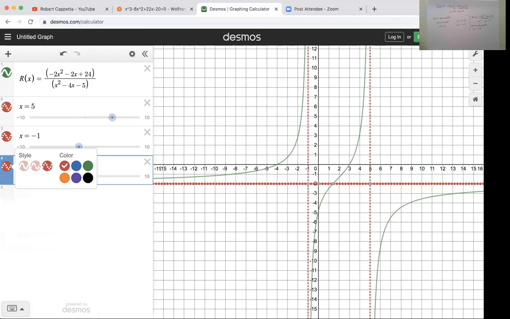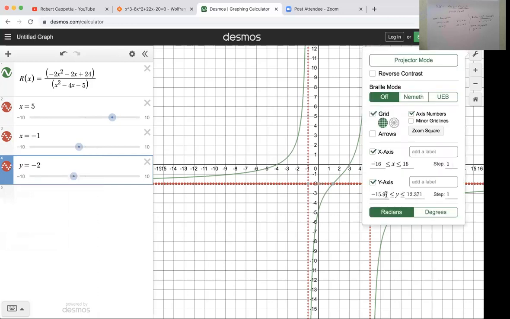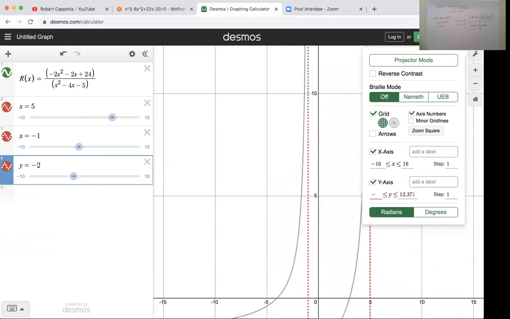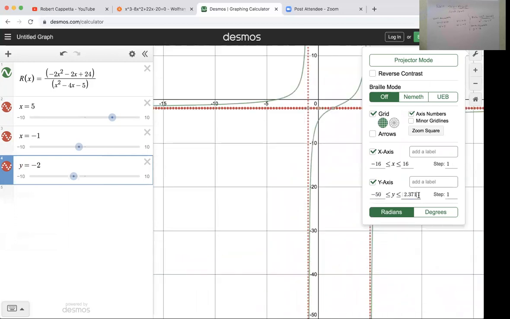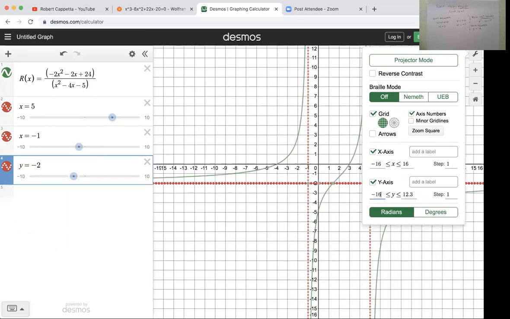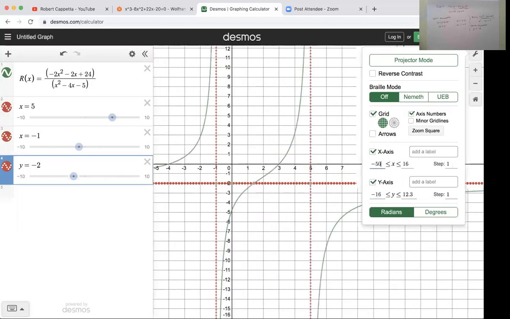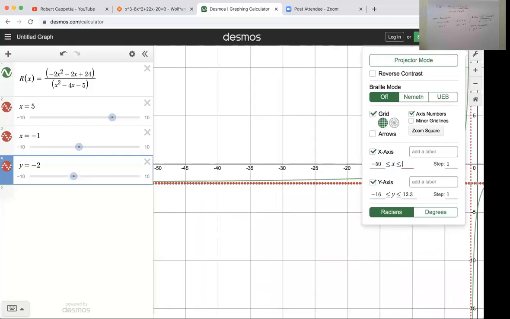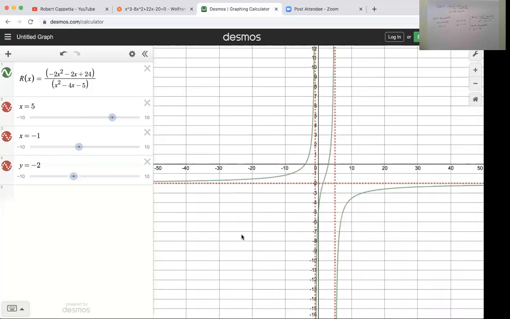We want to even have more y. We could see that. So we could go negative 50 to 50. Whoops, that's not what I wanted. I wanted the x-axis to change. Negative 50 to 50. And now you can really see that y equals -2 asymptote showing up there.